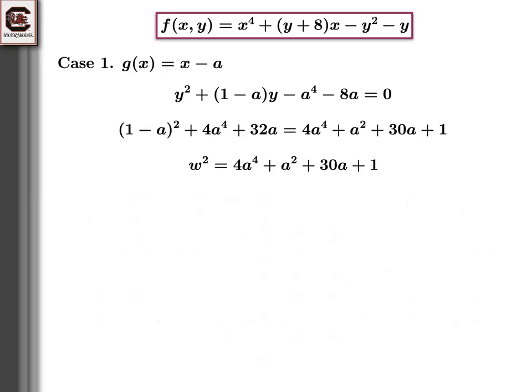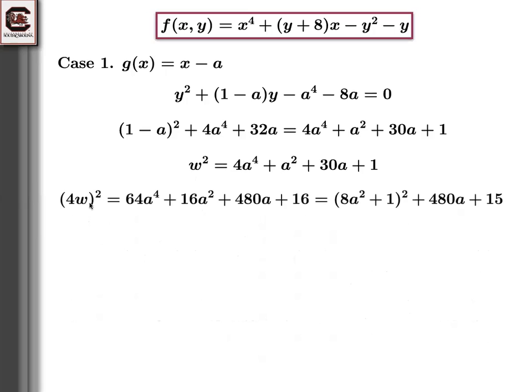And my colleague Agnian Trifonov pointed this out to me. You can multiply both sides here by 16, and the reason for doing that you'll see in a second. So I have 4w squared here, and then 64a to the fourth, and so on. But once I multiply by 16, you can combine these two terms by completing the square, and you get (8a squared plus 1) squared plus 480a plus 15. So the idea is that the difference between two squares when a and w are big here is not going to be this small. So we go ahead and analyze this.